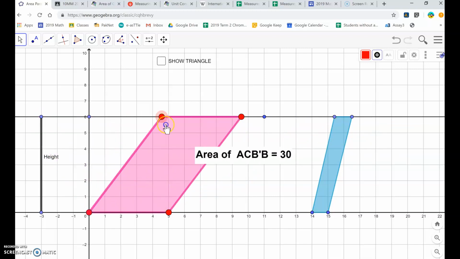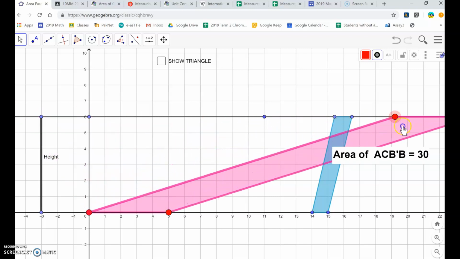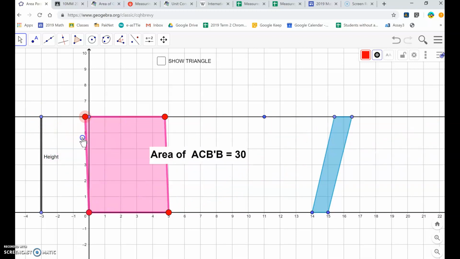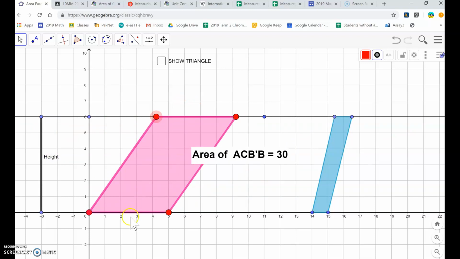So the perimeter is changing. The perimeter is getting more and more as the shape gets spread out, but the area is staying the same, so long as that top one here and the bottom one here is parallel, and these two are the same length, and these two are the same length. So we have the area of a parallelogram.